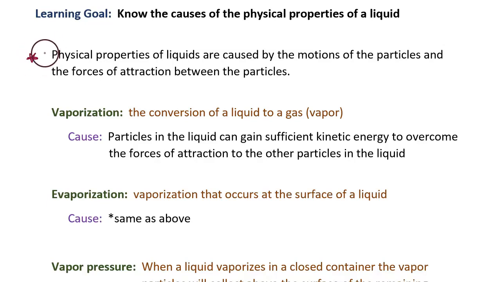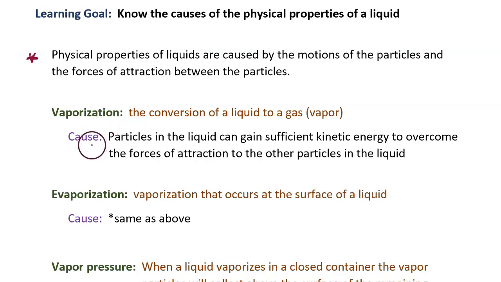Physical properties of liquids are caused by the motions of the particles and the forces of attraction between the particles. One physical property of a liquid is called vaporization, the conversion of a liquid to a gas, or another word for gas is a vapor. It is a property of liquids that they can vaporize. They can change from the liquid state to the gas state.